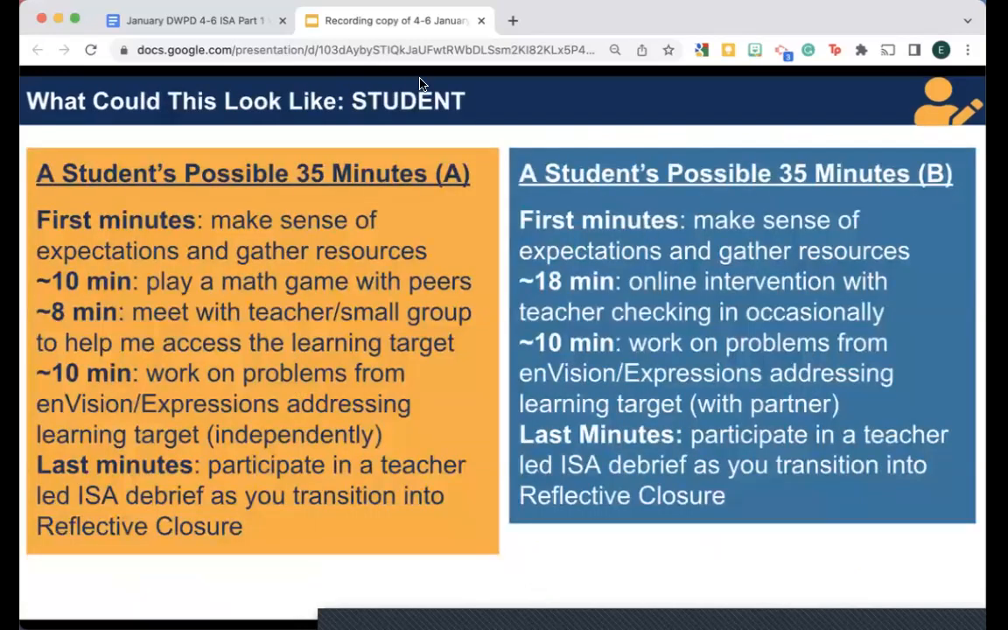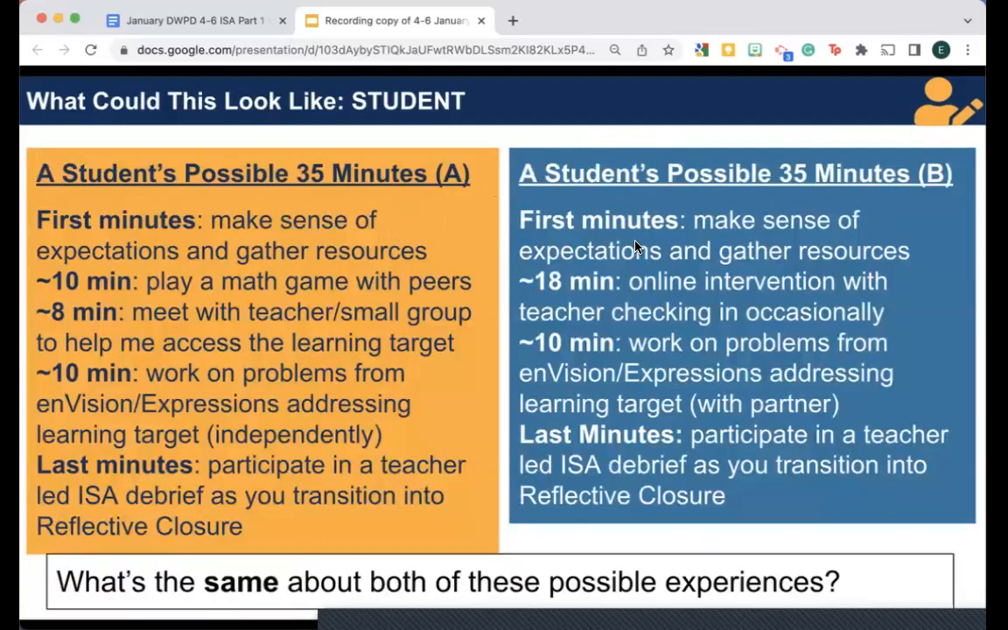Here on the screen, you see what a student's 35 minutes could look like. We have 2 different options. And again, these are 2 of many options. So pause and skim through both. Hopefully you skimmed through both. I want to ask you, what is the same about what each of these students is doing, and what is different?